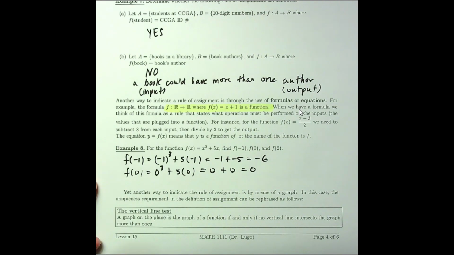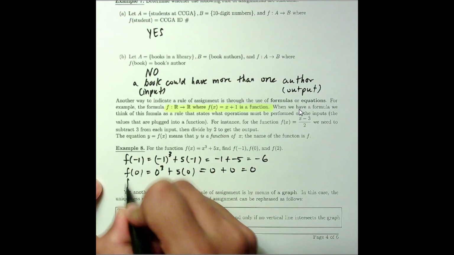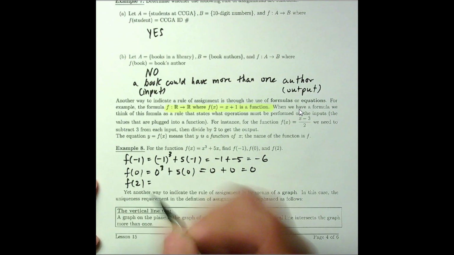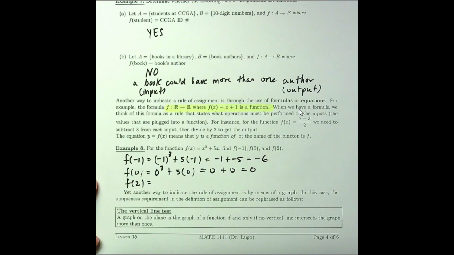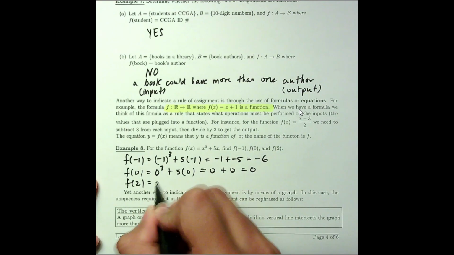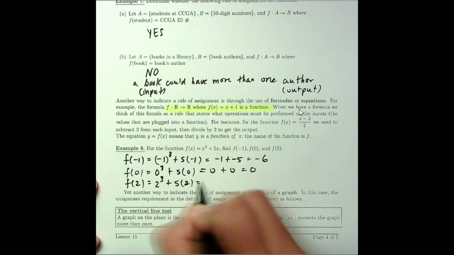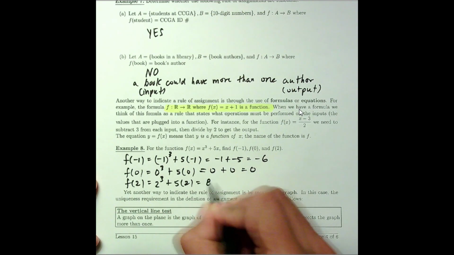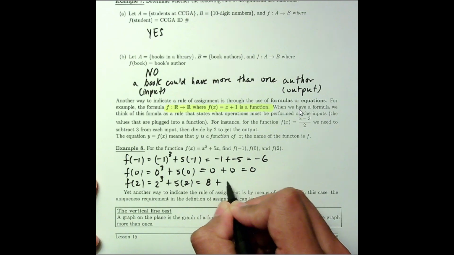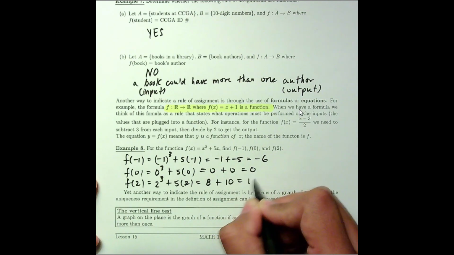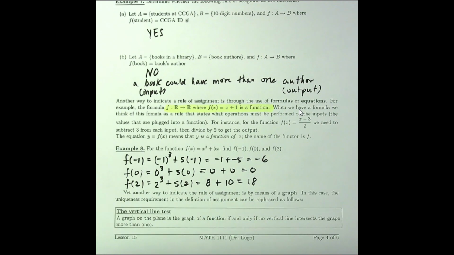And finally, what is the output when the input is 2? In the formula, I replace x with 2, so this will be 2 cubed plus 5 times 2. 2 cubed is 8, so 8. 5 times 2 is 10, so this is 18. And that's how you evaluate functions when you have the formula. You just plug it in and simplify.